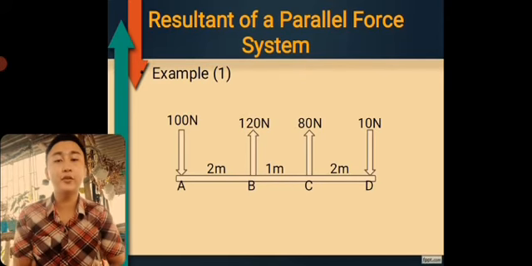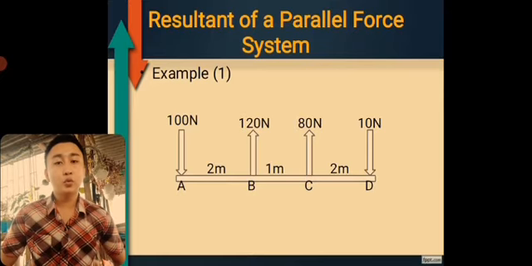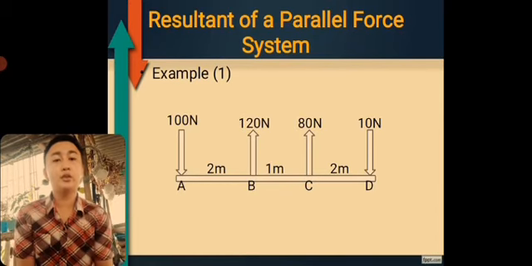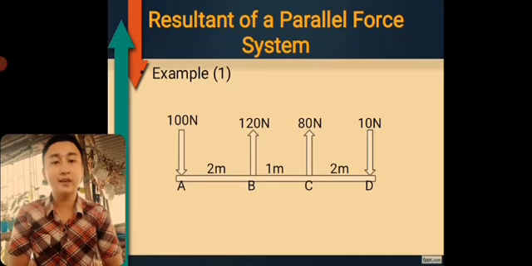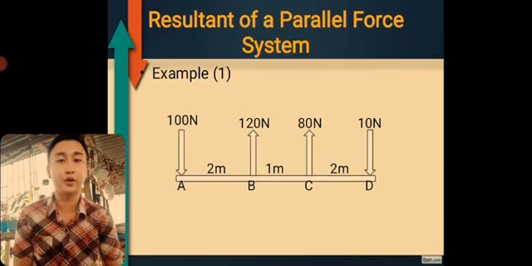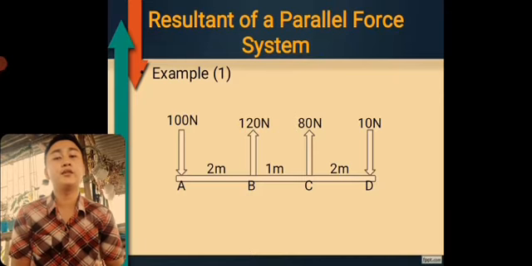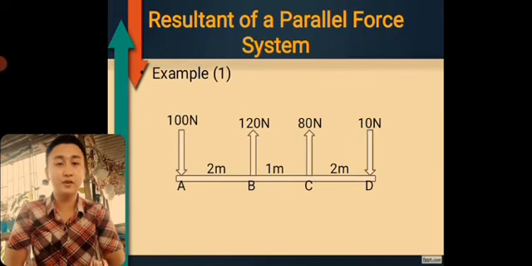Okay, let's start. Let's take a look at example number 1. As you can see in the figure, there are 4 forces applied in this system: point A, B, C, and D. 100 Newton was applied from point A, 120 Newton from point B, 80 Newton from point C, and 10 Newton from point D. And there are 2 meters, 1 meter, and 2 meters as you can see in the figure, and that represents the distance or the D.